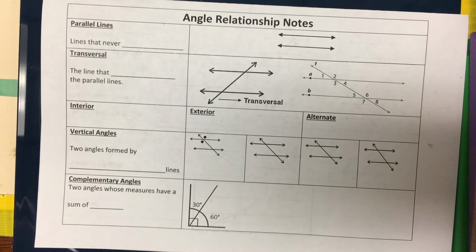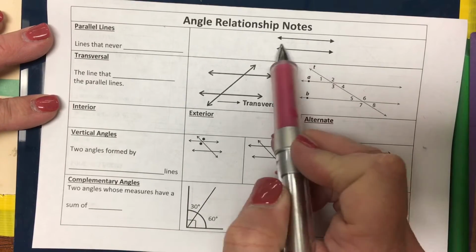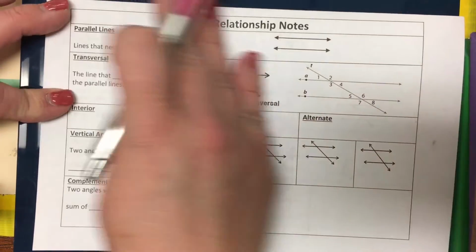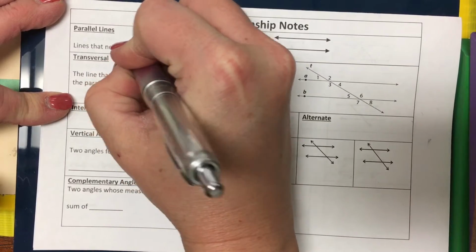All right, angle relationship notes. All right, we're going to start off with parallel lines. Okay, parallel lines look like this, and they are lines that never intersect, so they never touch.